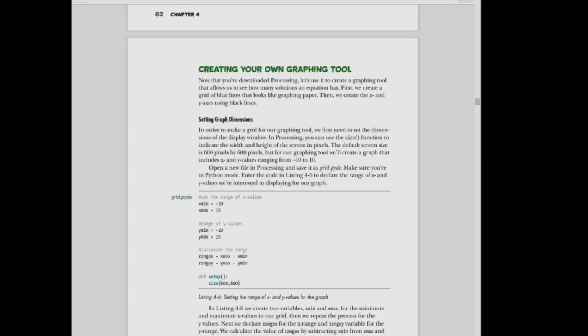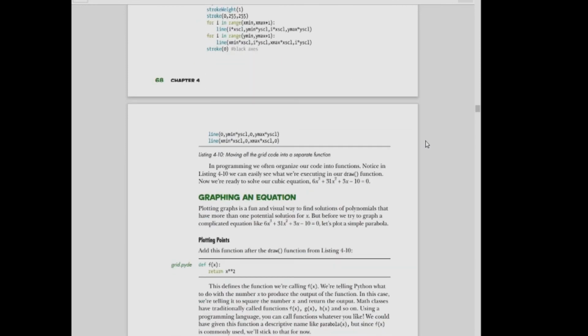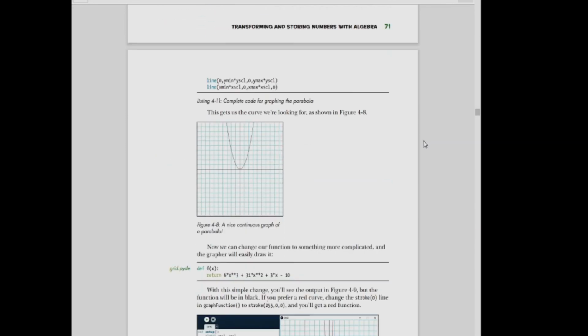An extension of this would be to graph this using a graphics library like Pygame, or Processing, as I did in my book, Math Adventures with Python.